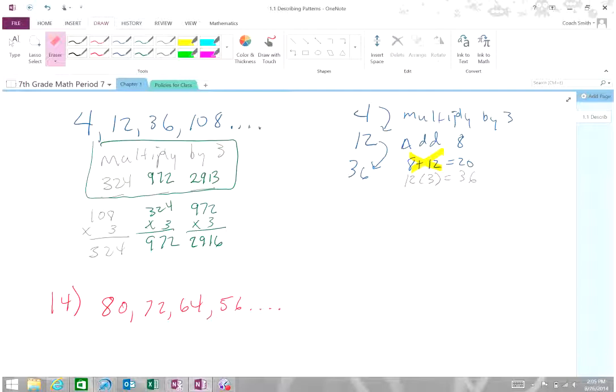That's not right, though. Going from there to there is not right. That is the correct pattern, but going from that number to that number is not correct. Yes, good.